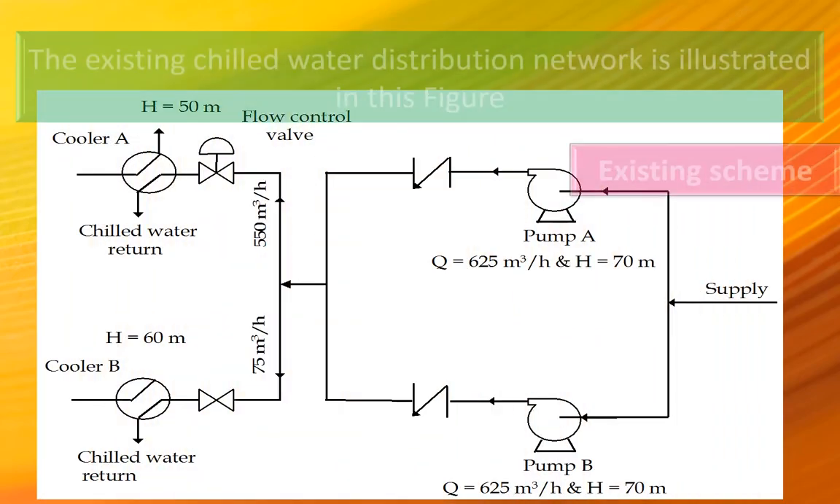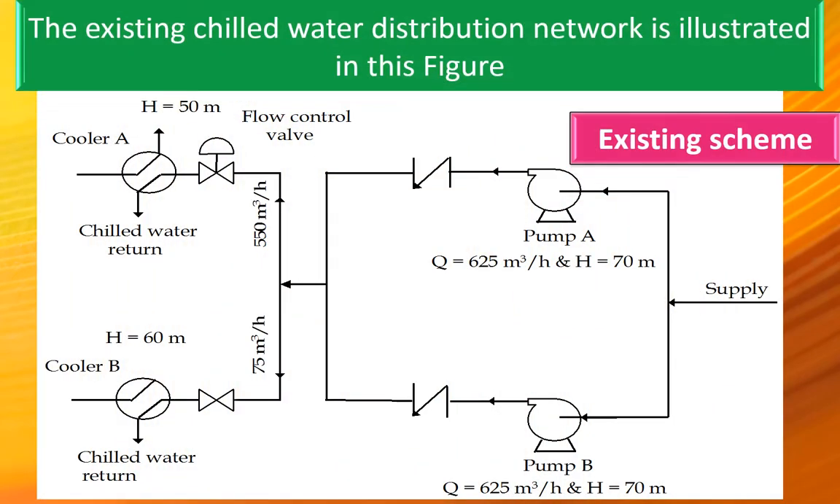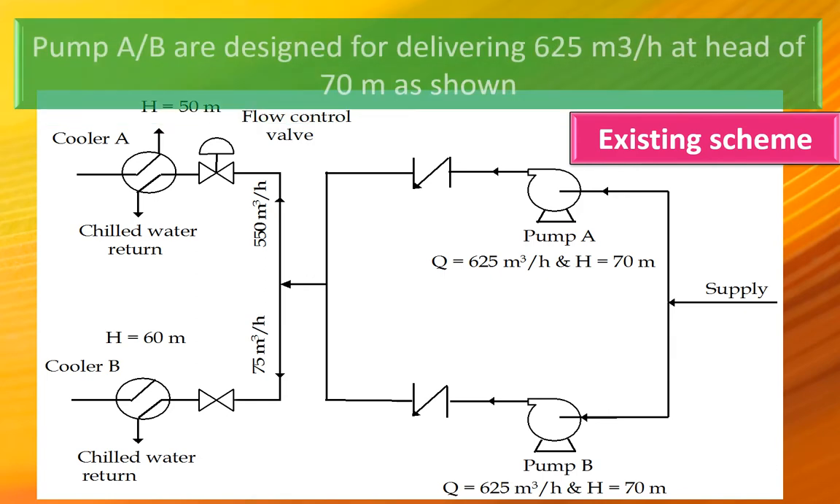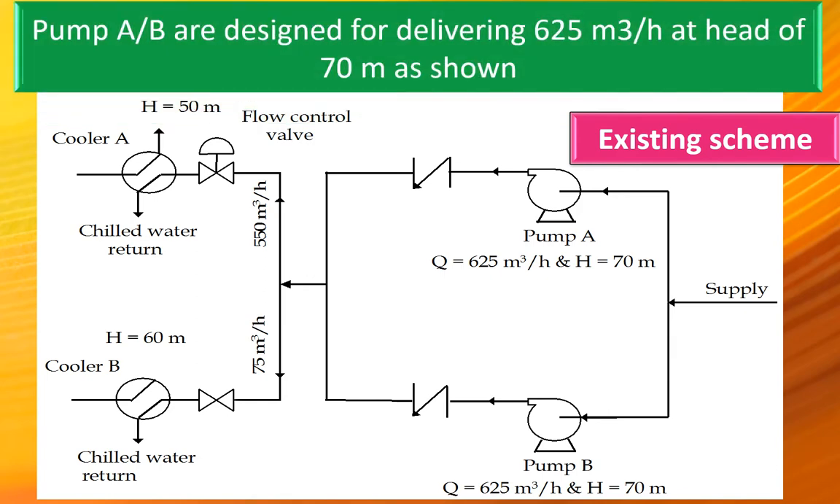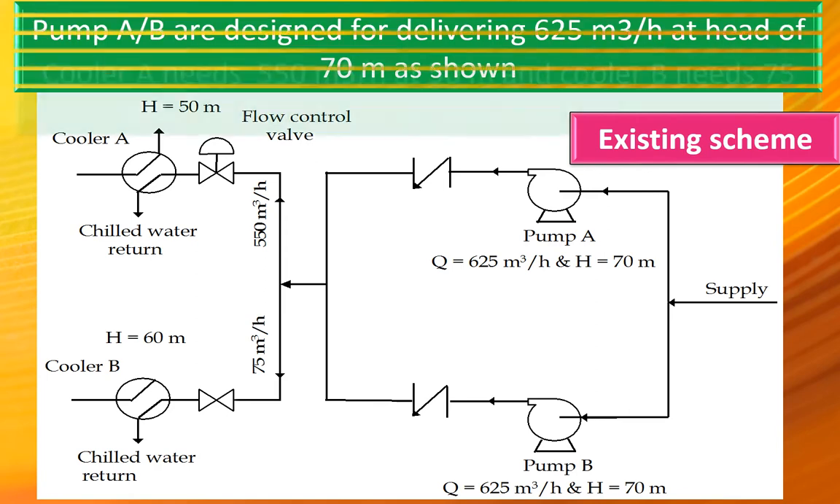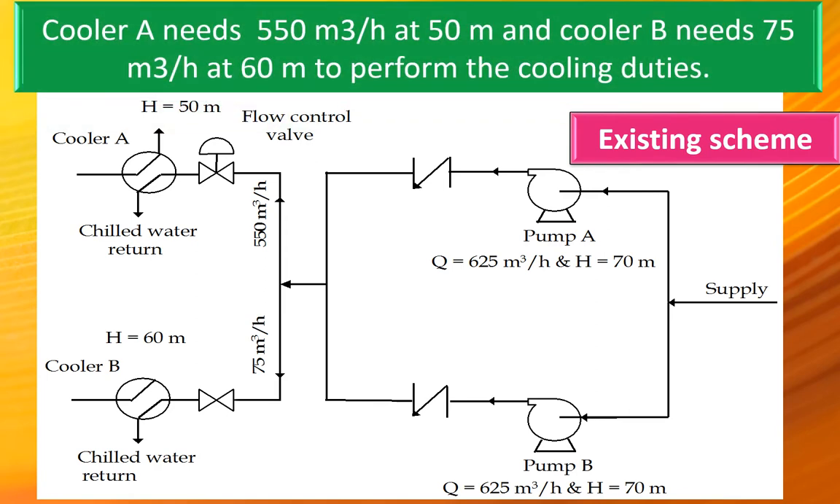The existing chilled water distribution network is illustrated in this figure. Pump A and B are designed for delivering 625 meter cube per hour at a head of 70 meter as shown. Cooler A needs 550 cubic meter per hour at 50 meter head, and cooler B needs 75 cubic meter per hour at 60 meter head to perform the cooling duties.